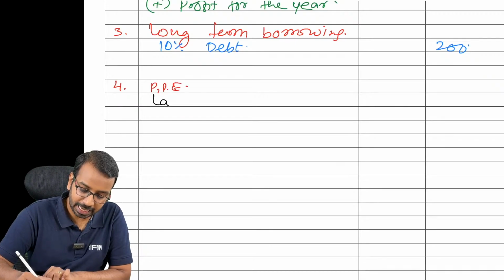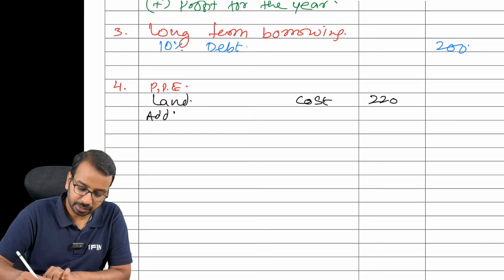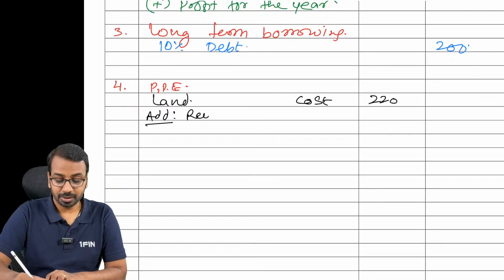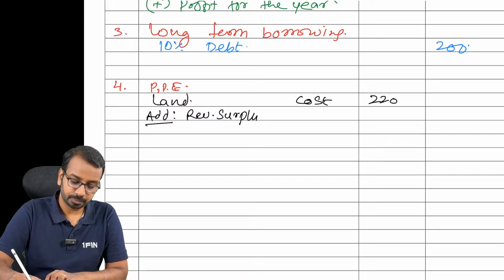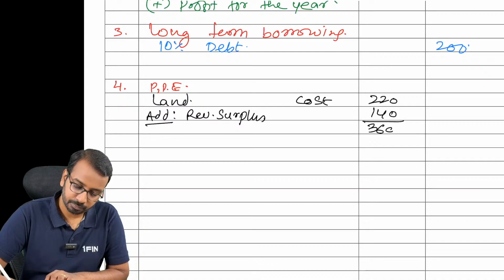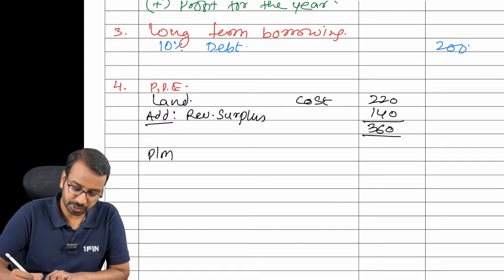Now here we have land. Cost is 220. Add. What should we add? We have revalued the land, right? So we'll have to add the revaluation surplus, 140. Totally we get 360. Okay. Then plant and machinery.